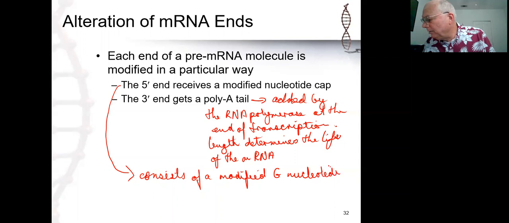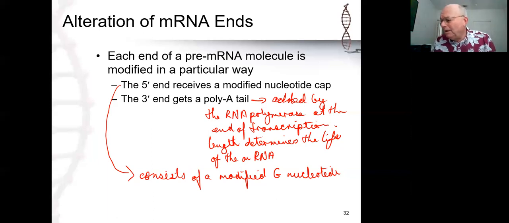So you may recall that when nucleotides get added to a growing nucleotide strand, 2 of the 3 phosphate groups are removed, and the remaining phosphate acts as the bridge between the nucleotide and the adjacent nucleotide to form the sugar phosphate backbone of the polynucleotide. In this case, the 3 phosphate groups remain on the G nucleotide. That's why we say it's a modified G nucleotide.